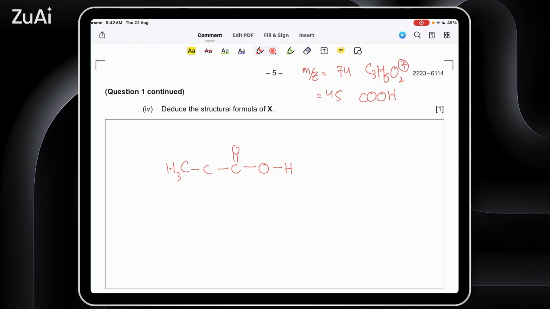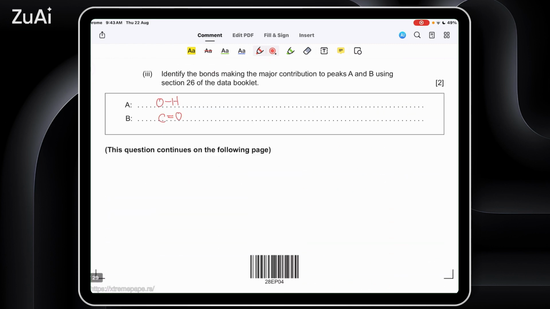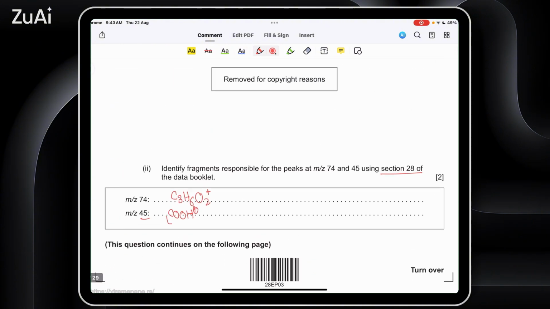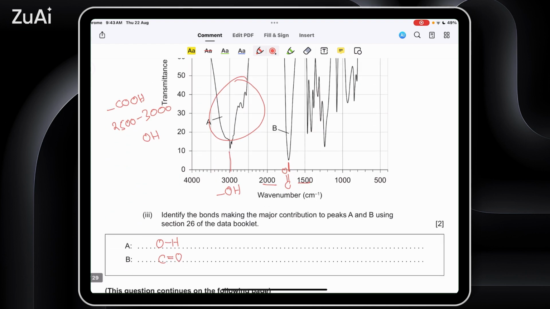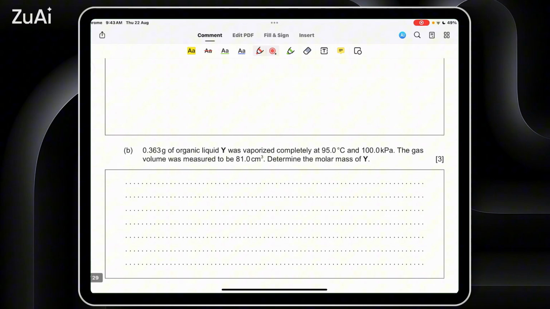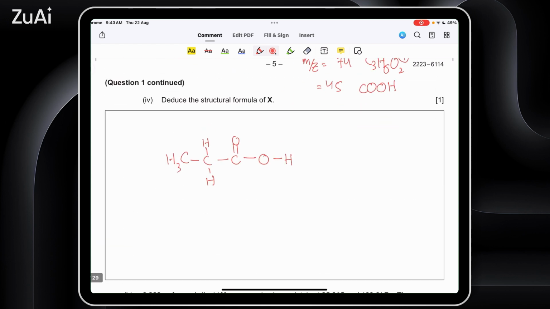How do we know it is not an ester? How do we know this is not an ester but a carboxylic acid? Just because of 2 things. First, at 45 we have the carboxylic group peak, and second we have the OH group at 3000. An ester will never have this peak. So that's why this is the structure.